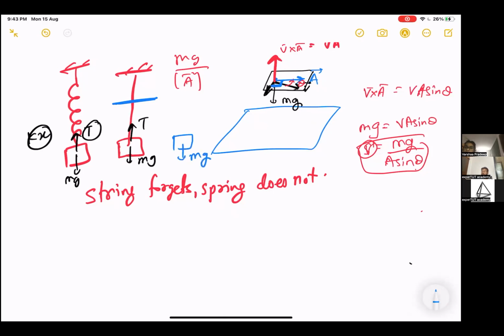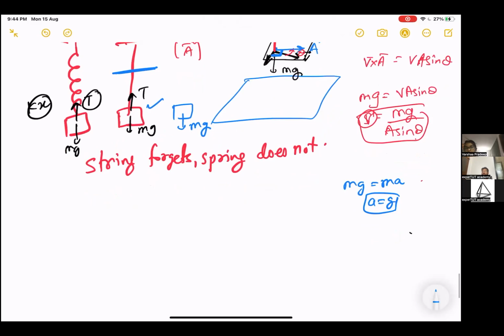And therefore, sometimes someone will ask you, what is the acceleration? You say force is equal to mass times acceleration. So mg is equal to m times a, so acceleration is equal to g. Just after cutting, the acceleration of this block will go from 0 to g instantaneously. The string forgets.